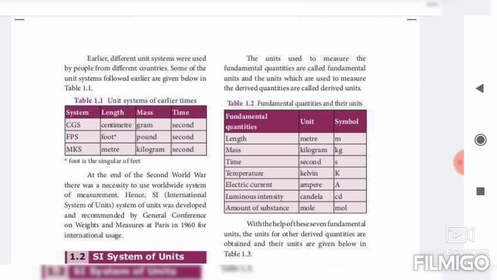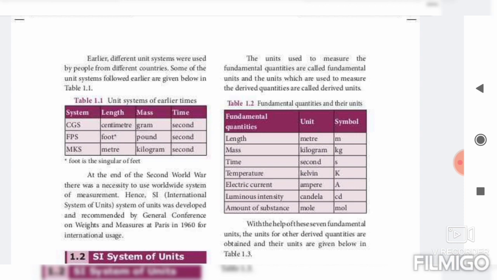The next, here different systems of units are used. Now what are the systems? CGS system, FPS system and MKS system. CGS means centimeter, gram, second. FPS means foot, pound, second. MKS means meter, kilogram, second. Okay, here fundamental units and symbols are given. So length, meter, m; mass, kilogram, kg; time, second, s; temperature, Kelvin, K; electric current, ampere, A; luminous intensity, candela, cd; amount of substance, mole, mol.